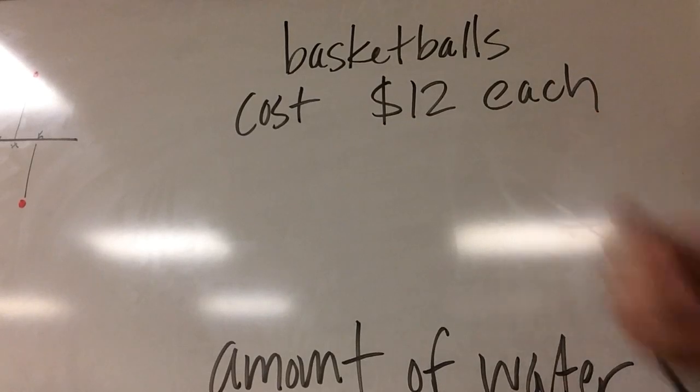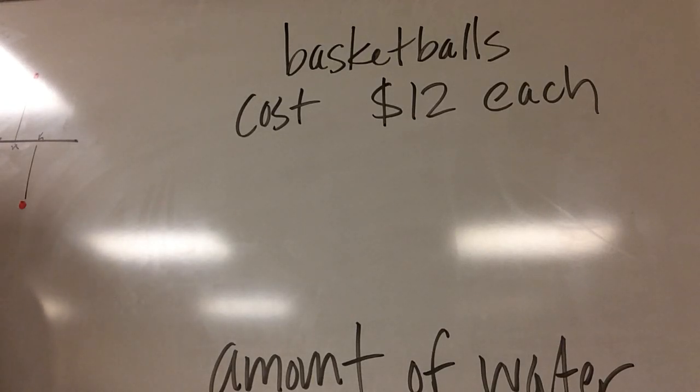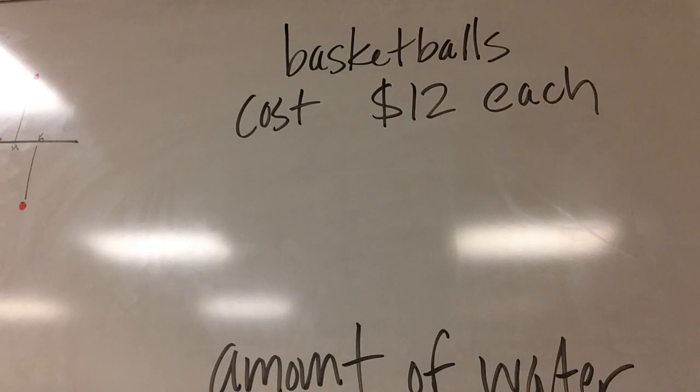So basketballs cost $12 each. I want you to think, using the definition that we already talked about, discrete, only having a certain number of possible values, why that situation would be considered discrete. I'm going to give you guys a few seconds to think about that. So, why do you guys think that buying basketballs that cost $12 each would be a discrete situation? Anybody have any ideas?